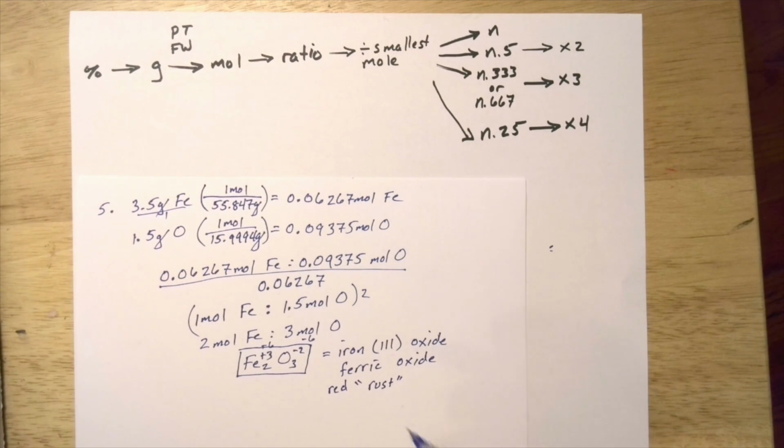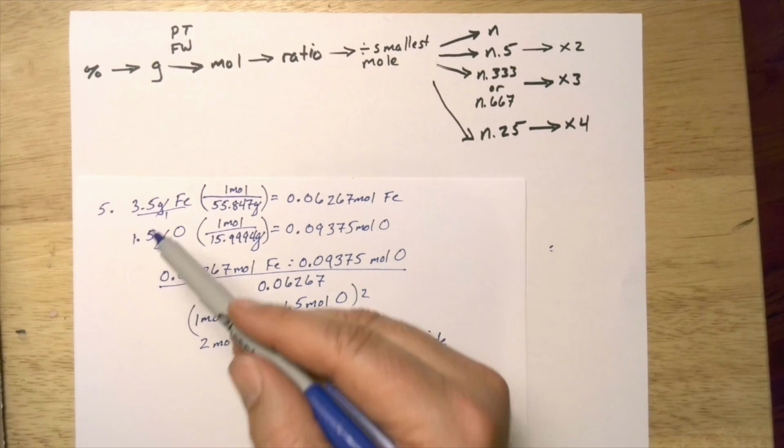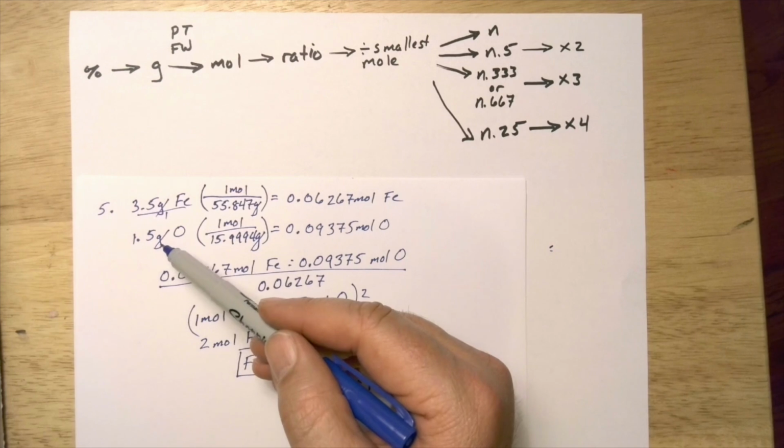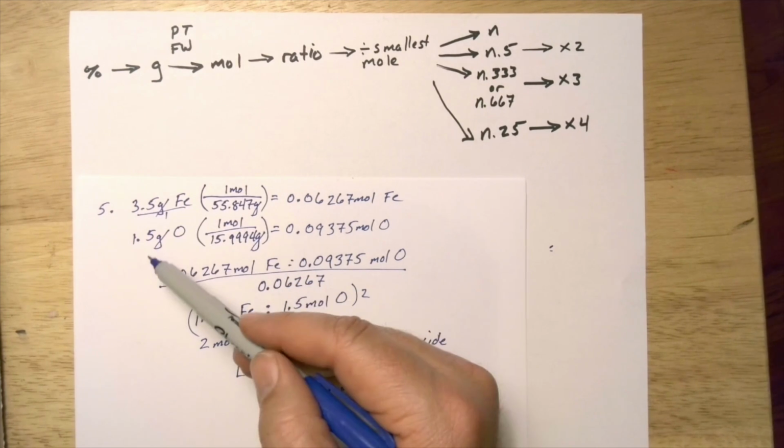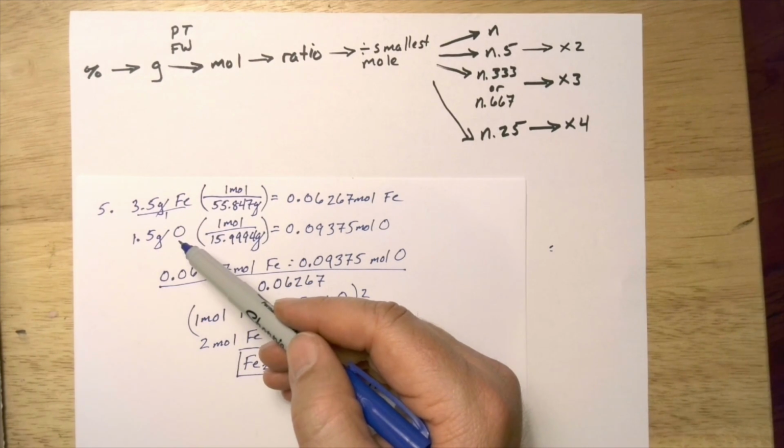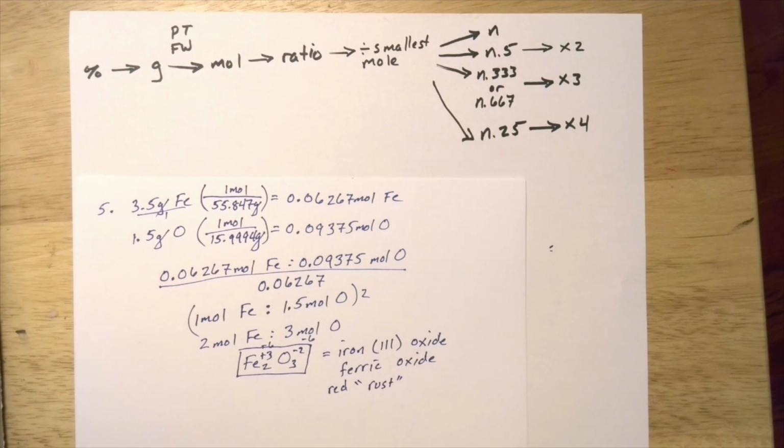So, if you were to take rust and measure out 5 grams of it, 3.5 grams of it would be iron, and 1.5 grams of it would be made up of oxygen. So let's move on to the next one.